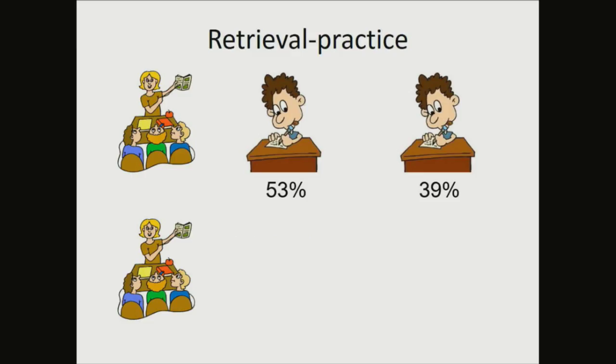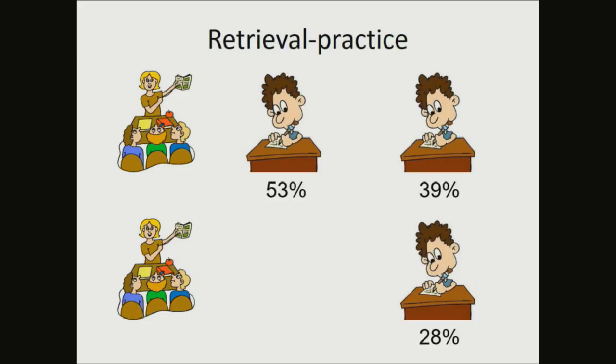The first group, excuse me. The second group only remembered 28% of the words. So what accounts for this difference of 11%? It's almost like the first group was protected against forgetting because they had a chance to retrieve the information one more time than the second group.